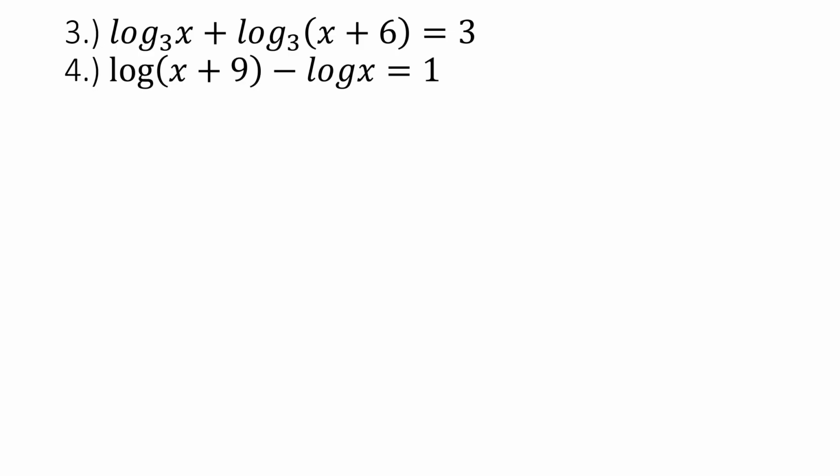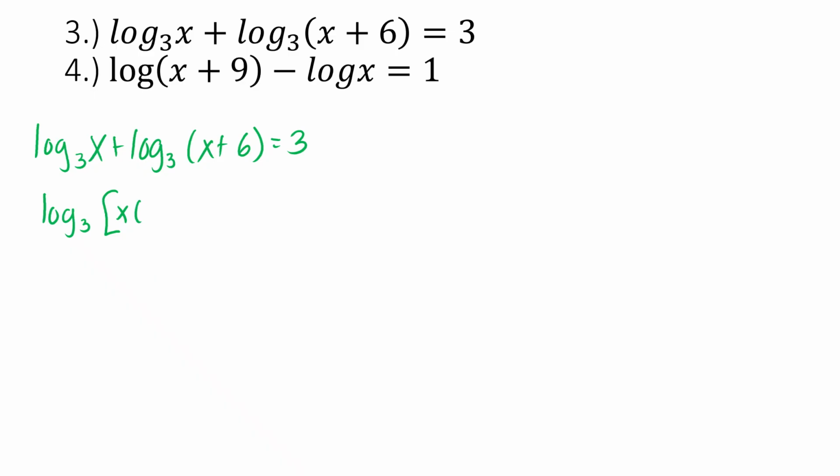Next one, number 3, is going to require that we use some properties of logs. And so we are going to use the property that says if I am adding 2 logs together, that is the same as multiplying the arguments. So we'll have x times x plus 6. And then this now fits the form that we were just looking at, where we'll have a base of 3, an exponent of 3. And what I'm going to do when I go to rewrite this is go ahead and do that distribution out. So that'll be x squared plus 6x.